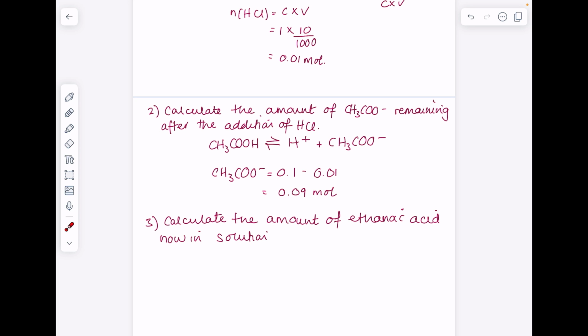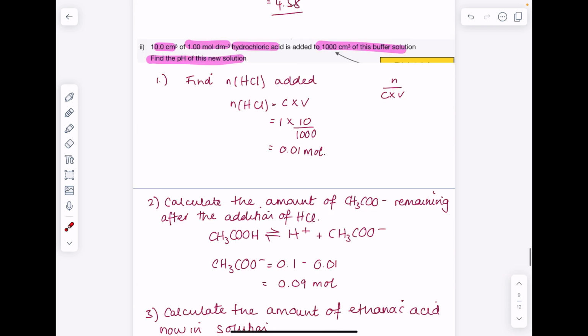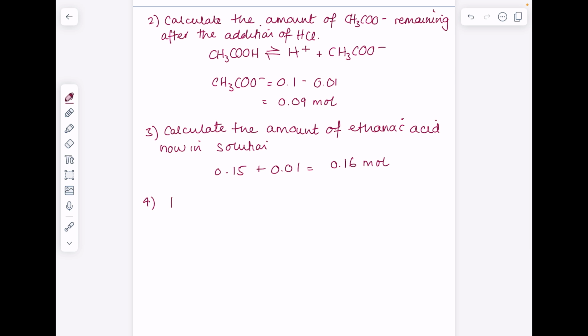So through the HCl, H+ ions reacting with the ethanoate ions, we know we'll have more ethanoic acid, but how much more? So we have in effect 0.15 moles of ethanoic acid, and then we add the 0.01, which formed when we added the HCl. So we now have more ethanoic acid. We now have 0.16 moles. So I think that's probably the most difficult part of the question done, because we can now find our concentration of H+ ions.